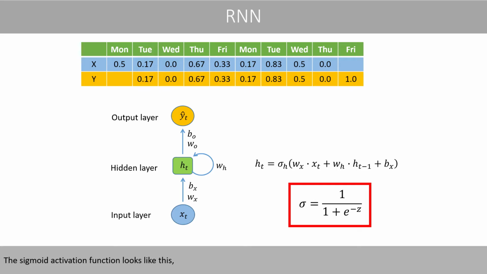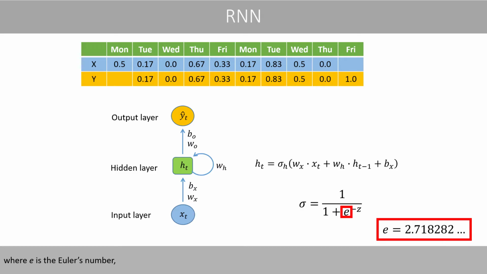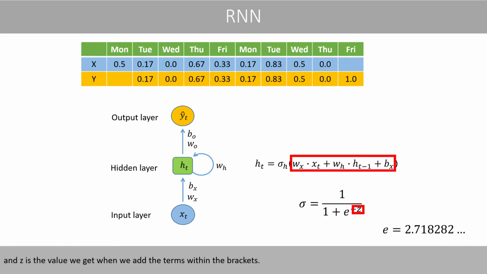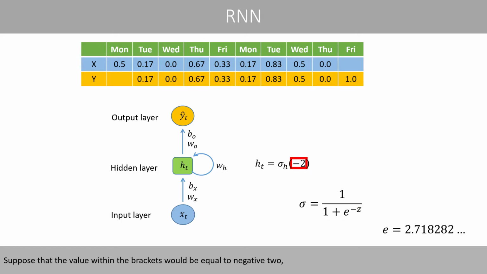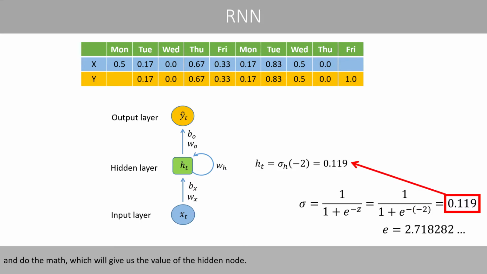The sigmoid activation function looks like this, where E is the Euler's number, and Z is the value we get when we add the terms within the brackets. Suppose that the value within the brackets would be equal to -2. Then we plug in -2 in the activation function and do the math, which will give us the value of the hidden node.